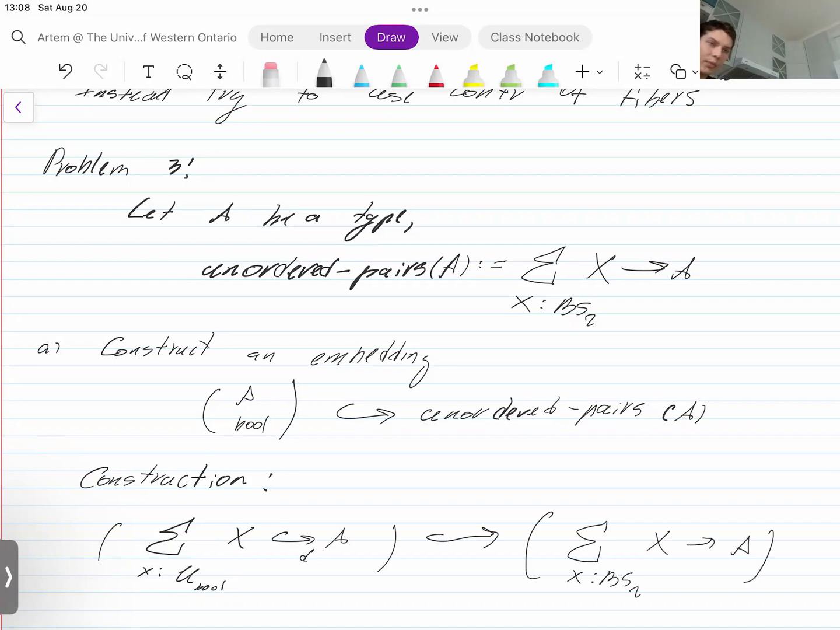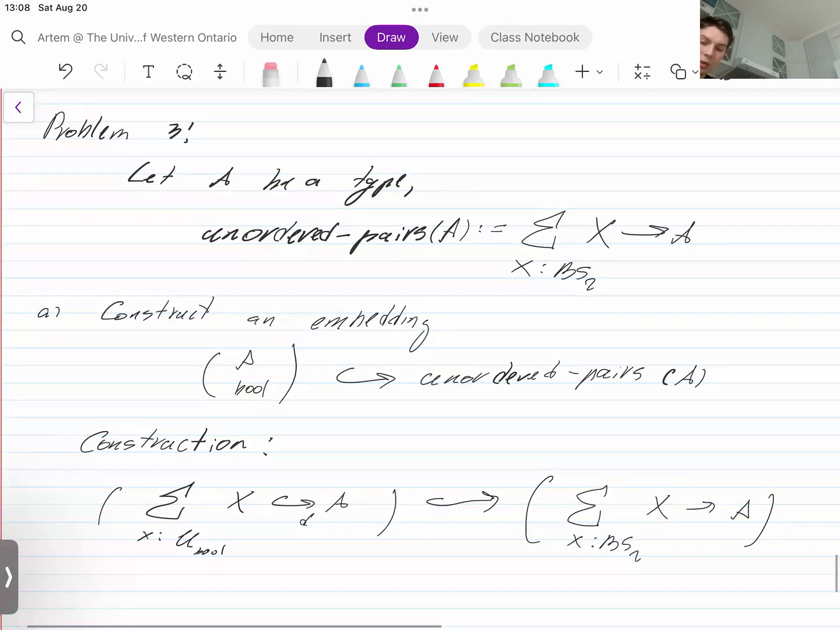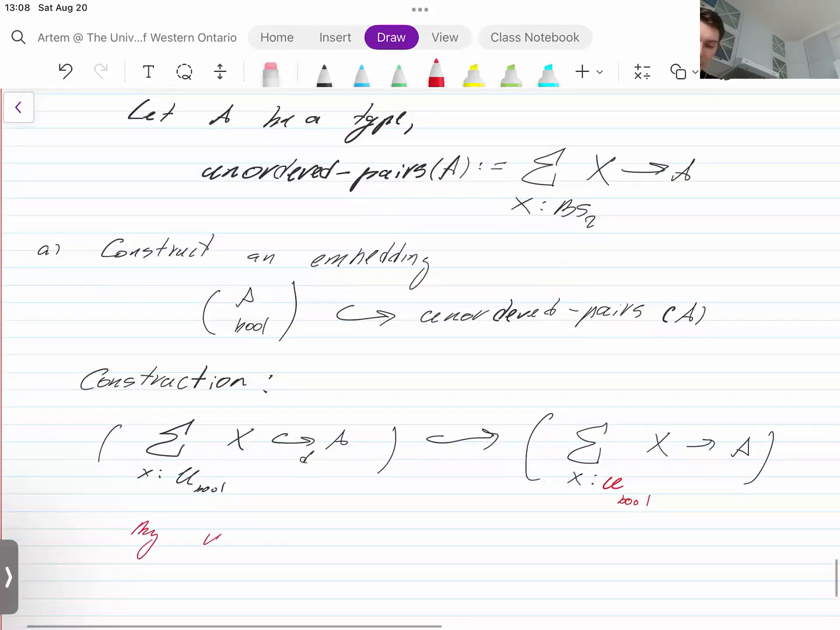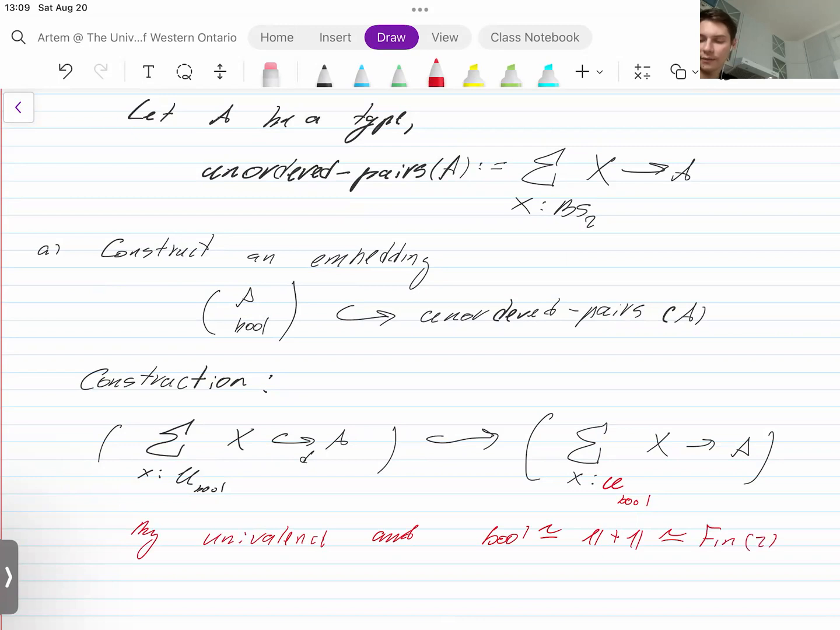So instead, we can now use univalence to say that BS2 is the same as bool. So this goes by univalence, and the fact that bool, as you usually define it, an inductive type on two elements, is actually going to be equivalent to a coproduct of two units, which is actually going to be equivalent to the type of finite sets on two elements. Okay. And so the construction is a forgetful one.